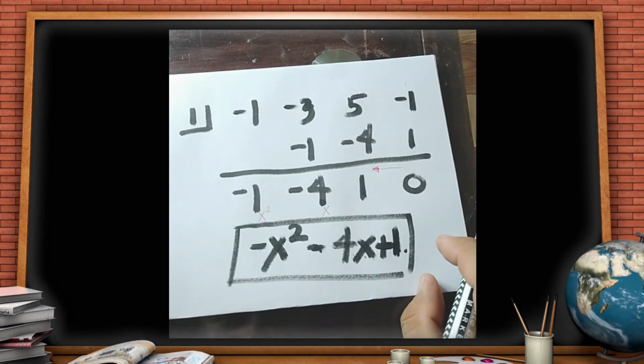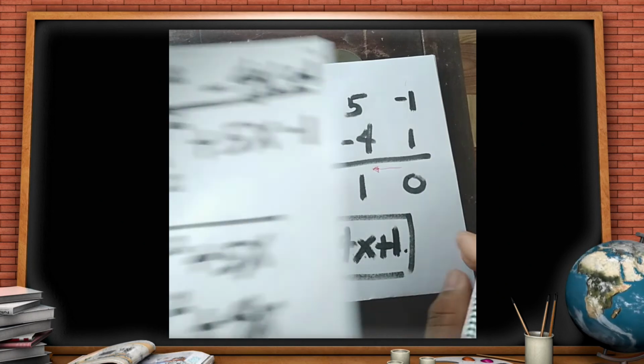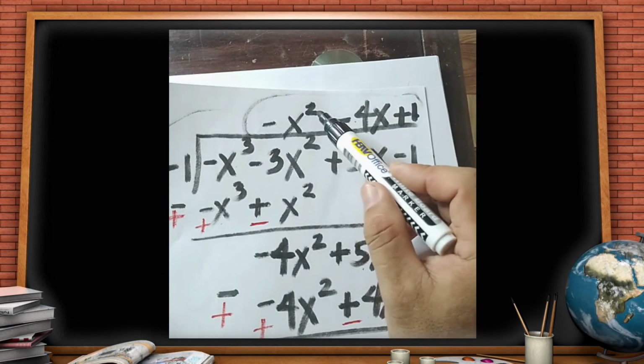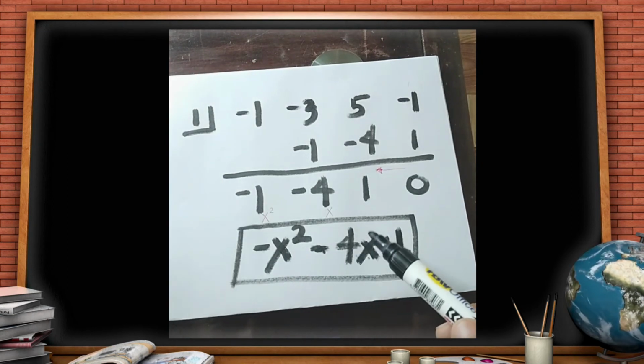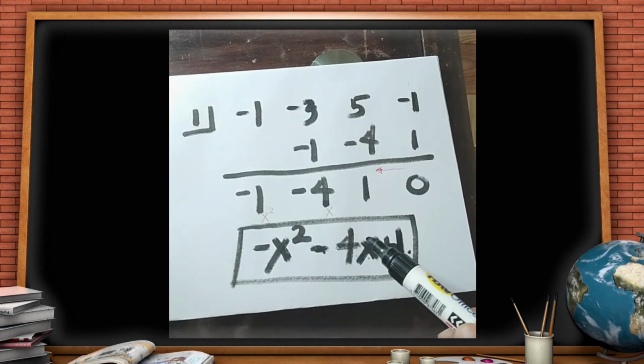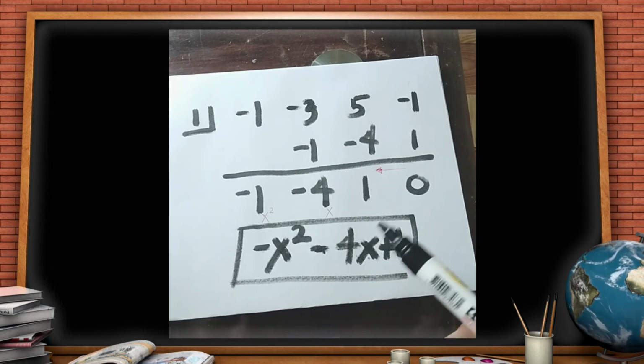Let's check if we have the same answers on our long division. So, ito po siya, negative x squared minus 4x plus 1. Same po yung ating sagot sa synthetic division. O, di ba madali lang? Okay. So, I hope you got it.